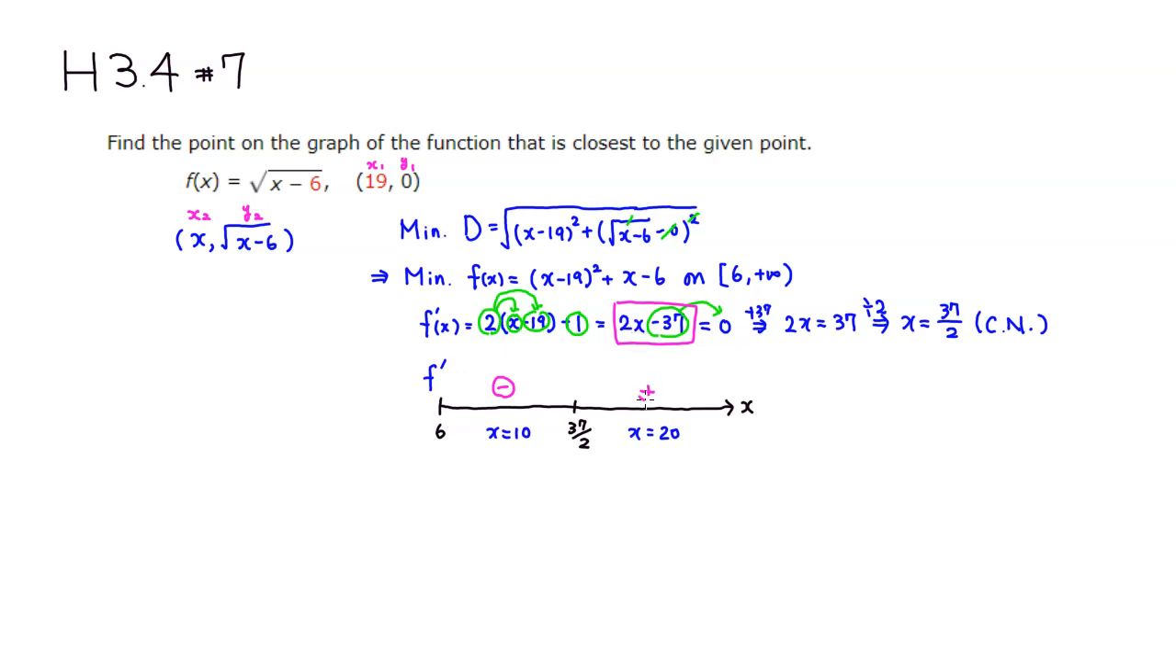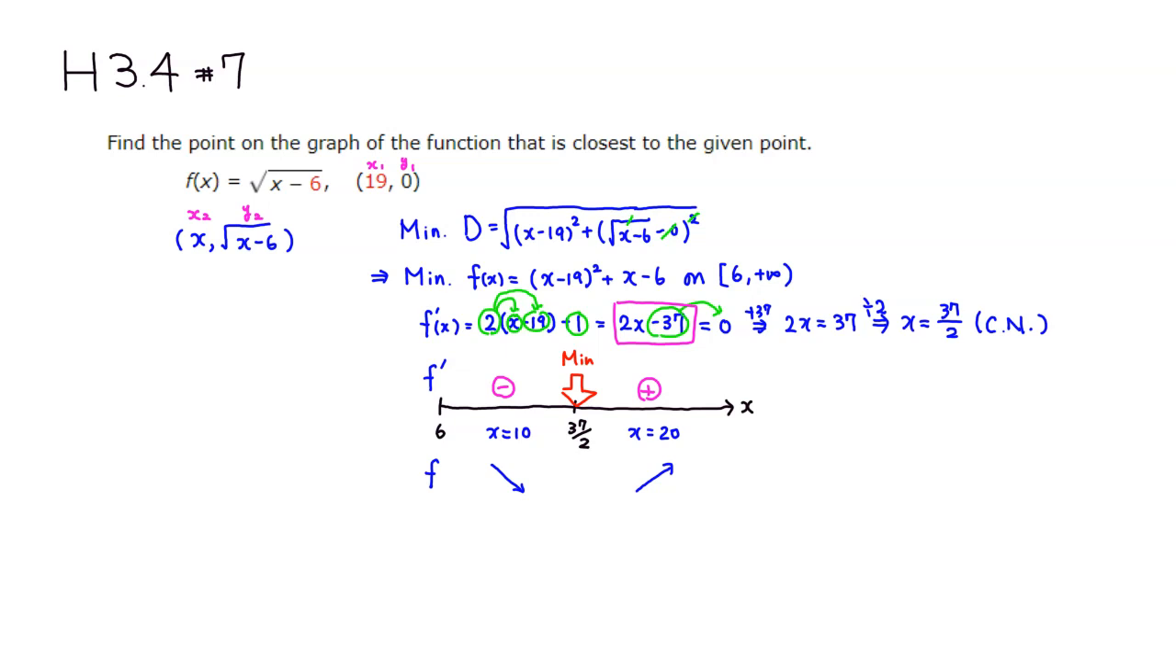positive. This indicates that the original function f, which we're trying to minimize, is decreasing before the critical number and increasing after the critical number. So now we know for sure that the minimum occurs here. You can see that we're looking at the bottom of the valley. So this x value minimizes f of x, and the same x value will minimize the distance, since it's just the square root of the same function.